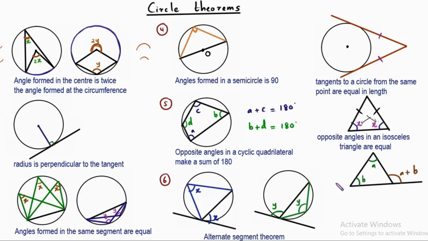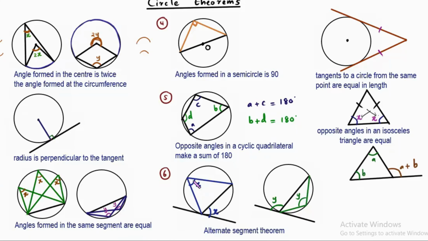And the next one is the alternate segment theorem. When it comes to the alternate segment theorem, that is the angle that is formed in between a chord and a tangent, so that is relating these two. This is the tangent that we have here. This is the chord. This is the angle that is formed in between the chord and the tangent. This angle will be equal to the angle that is formed by the same chord in this segment. We call that the alternate segment, which means this angle and this angle will be equal.